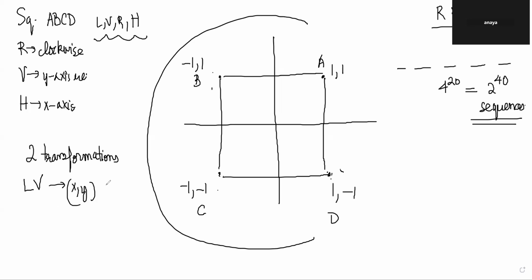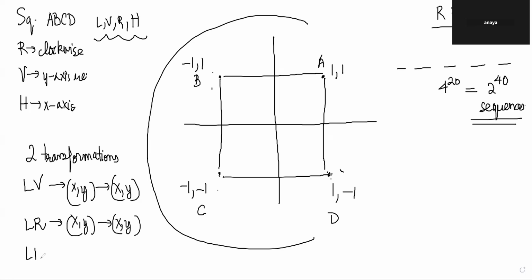XY comes back to XY, right? Are you understanding what I'm saying? After LR, what happens? L and R are opposite operations, so it will come back to the same place. Do you understand?